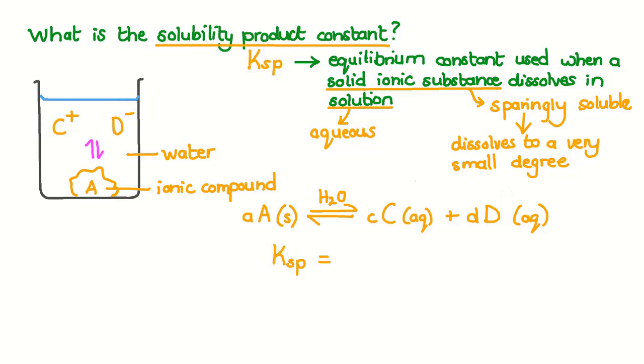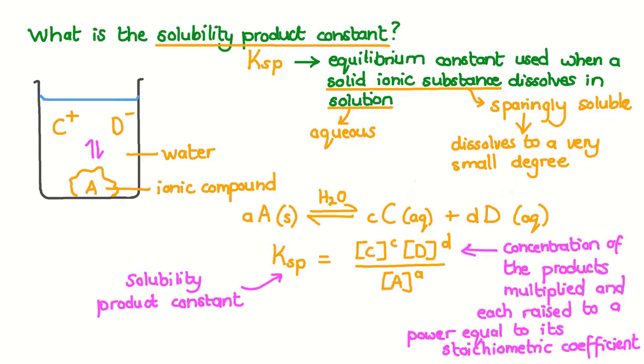We can calculate the KSP in much the same way as a normal equilibrium constant. KSP is the solubility product constant, and this is equal to the concentration of the products multiplied with each other, and each raised to a power equal to its stoichiometric coefficient. We can see how the concentration of product C is raised to a power of c, and the concentration of product D is raised to a power of d because D has a coefficient of value small d.